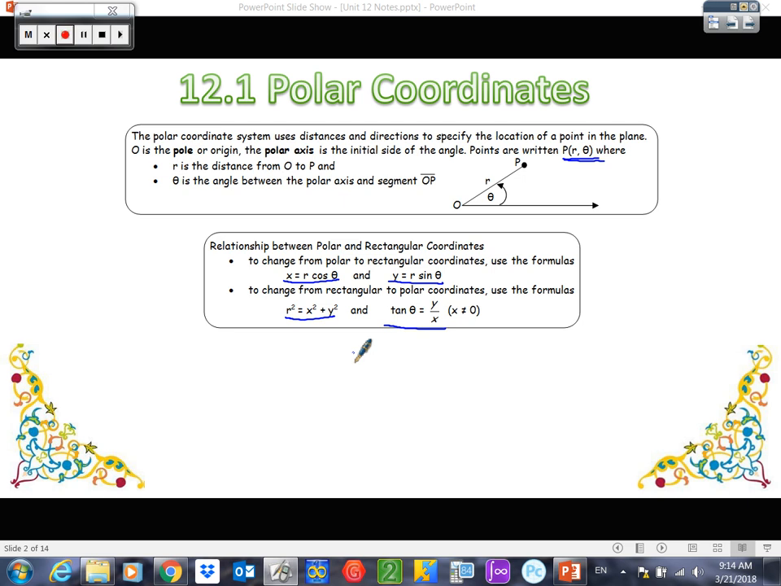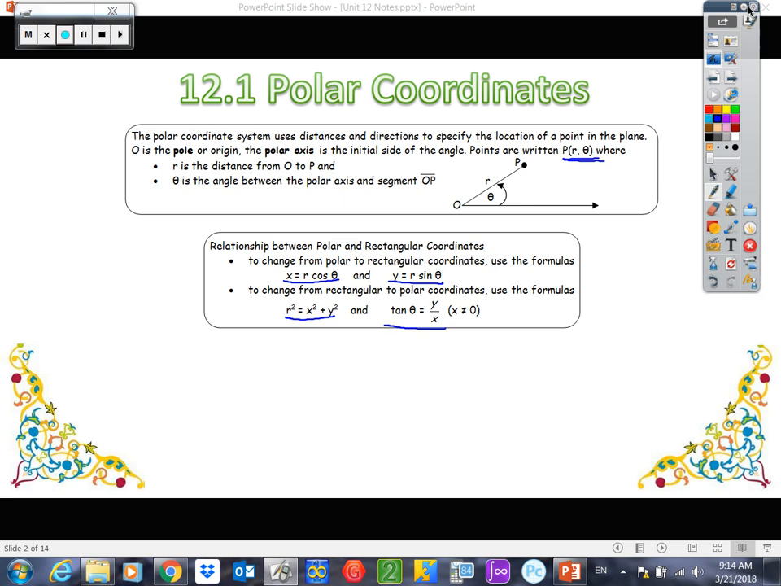So what is happening here is I have a relationship between x, r, and theta. That's what these formulas provide for us, a relationship between the 3 variables, because we are going to need to go back and forth from one system to another. Okay, so any questions so far? All right, let's go ahead and go to the examples.